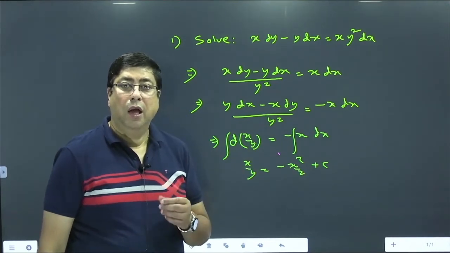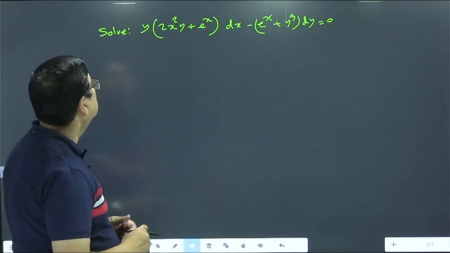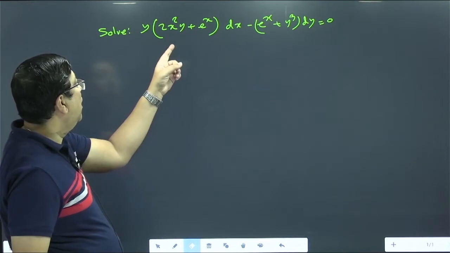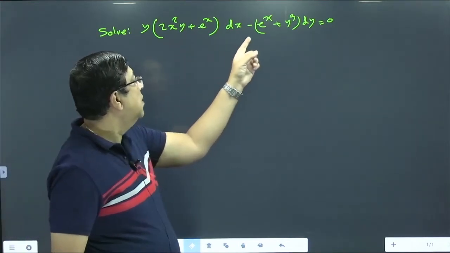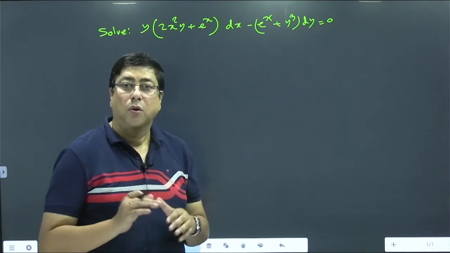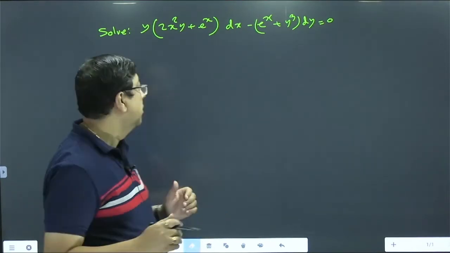Now I am giving another example. Let's go to another example. In this case, (y into 2x square y plus e to the power x) dx minus (e to the power x plus y square) dy equal to 0. So first of all, our target is to open the bracket.